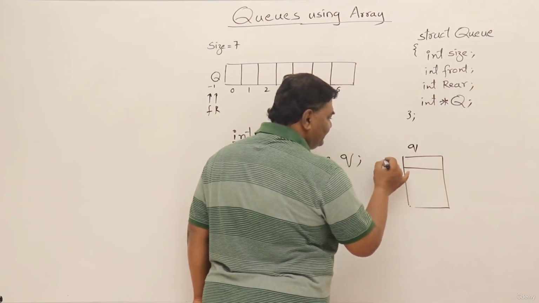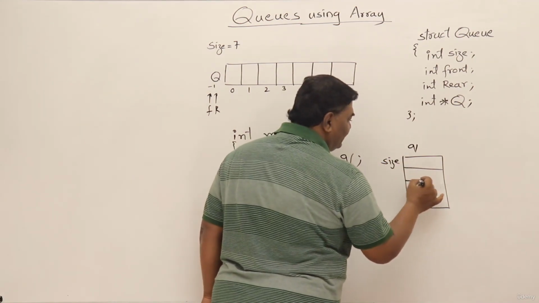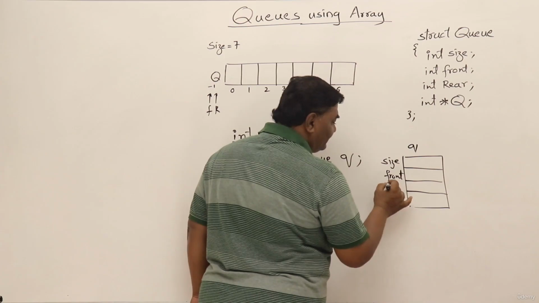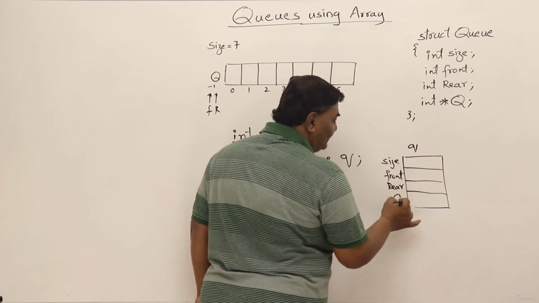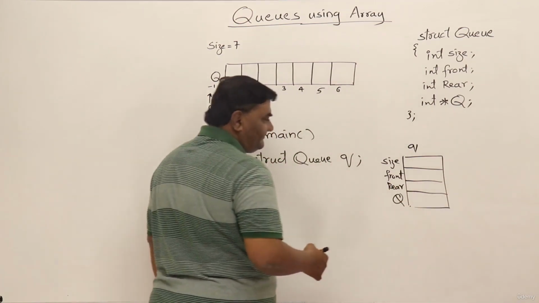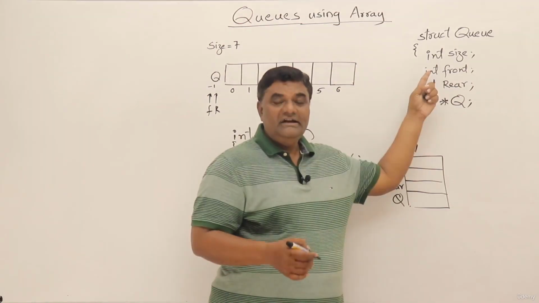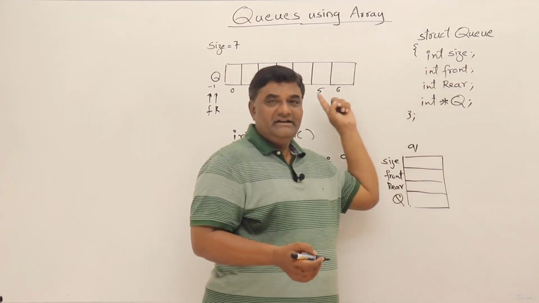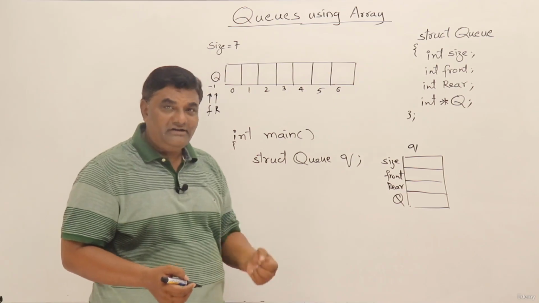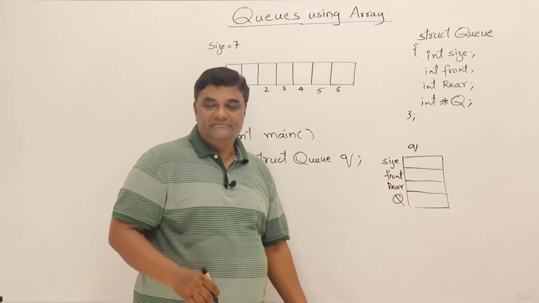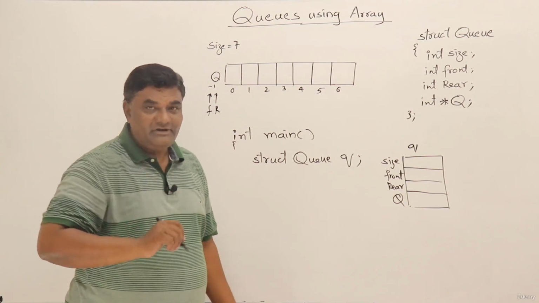Once I create this object q, I'll get the following members. The first one is size, the second is the front pointer, the next is the rear pointer, and q is a pointer to an array. I am calling them pointers, but these are not actually pointers. These are index pointers, not address pointers, but they are pointing at the element. So we are calling them pointers. Don't confuse them with address pointers.